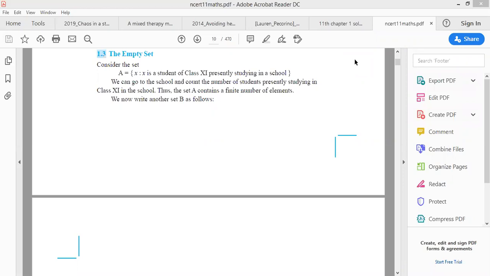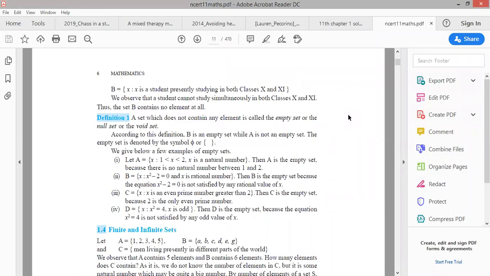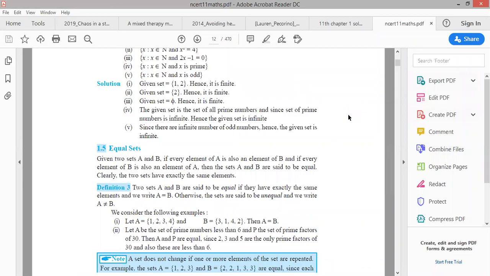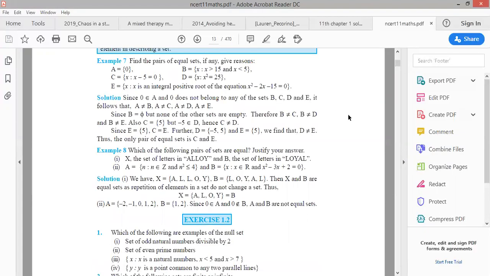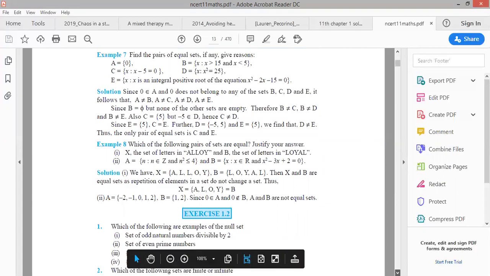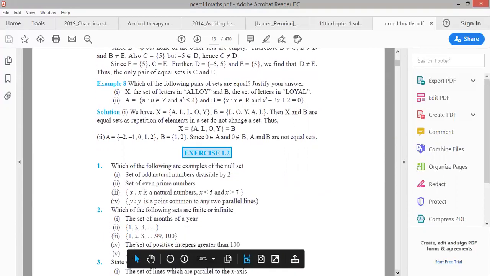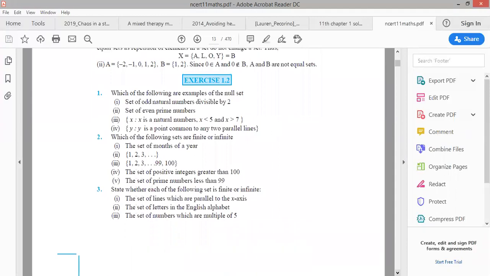In this lecture, we will be discussing the empty set. We will be discussing finite and infinite sets and equal sets. Moreover, we will solve the exercise that's based on these concepts. That's exercise number 1.2.